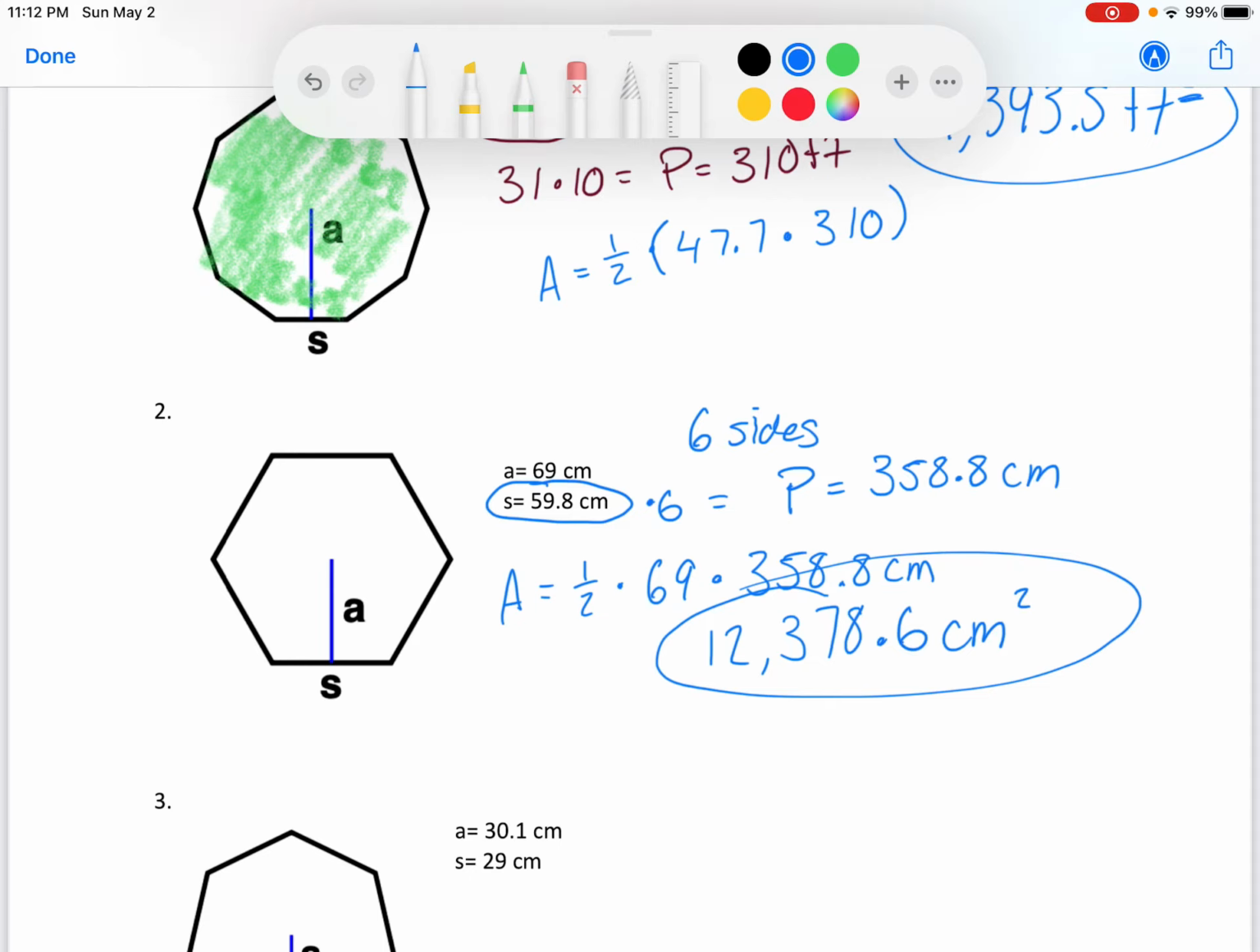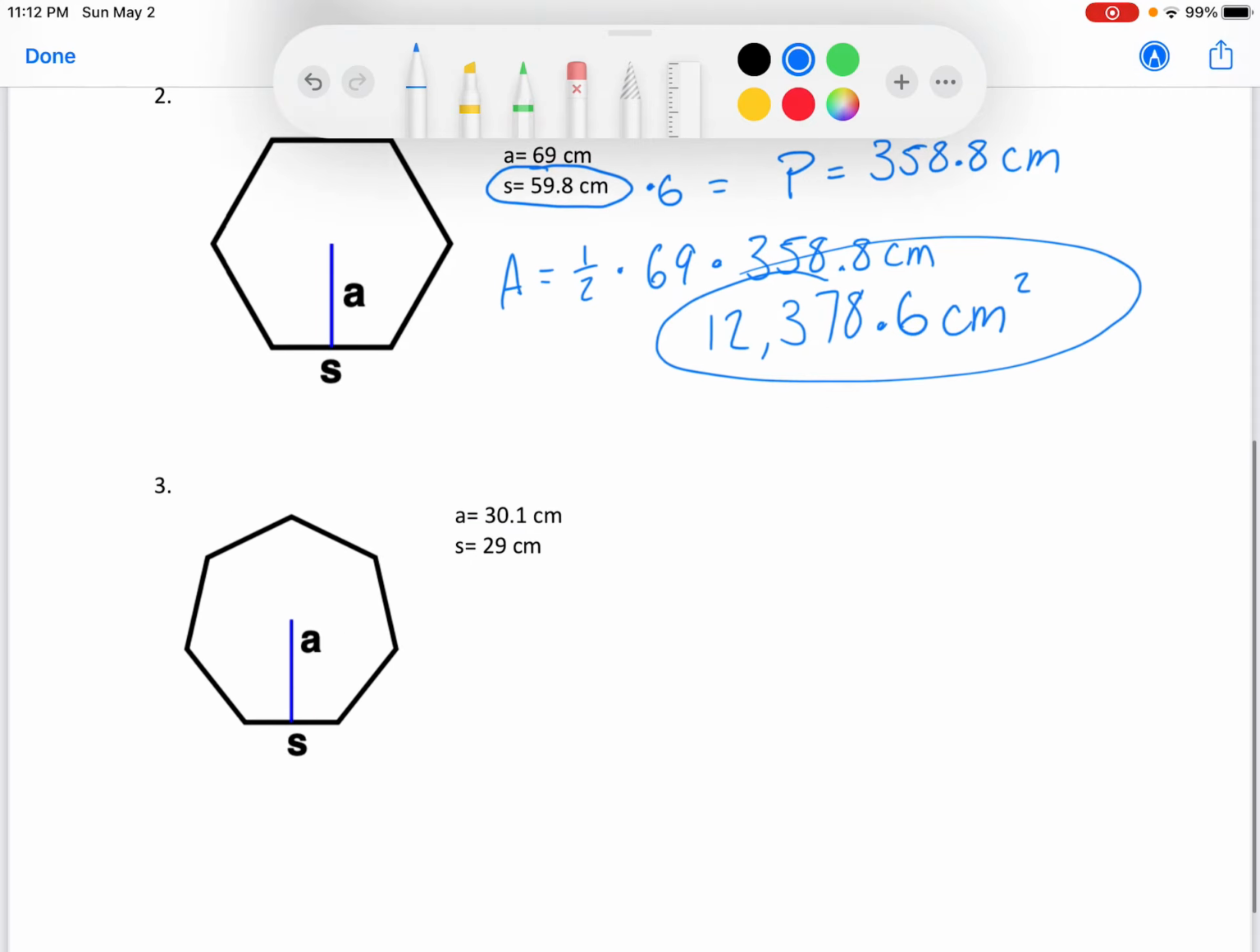All right, so for our final shape, we have a heptagon, and a heptagon is 7-sided. So we have a 7-sided figure here. So we're going to take that side length, multiply it by 7. So 29 times 7 equals, perimeter equals 203.